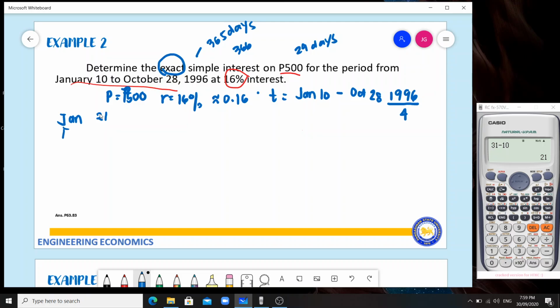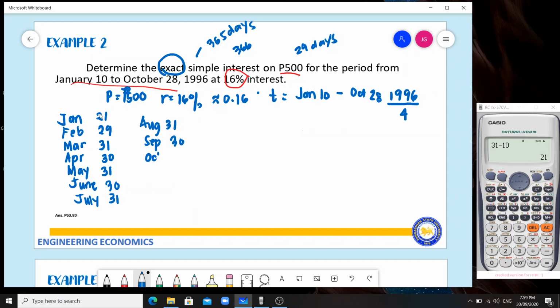Yan. Ang February natin, dahil leap year siya, meron tayong 29. Ang March ay 31. Ang April ay 30. Ang May ay 31. Ang June ay 30. Ang July ay merong 31. Ang August, 31 days din. September ay 30. October hanggang 28 lang. Ayan. So, let's sum it up.